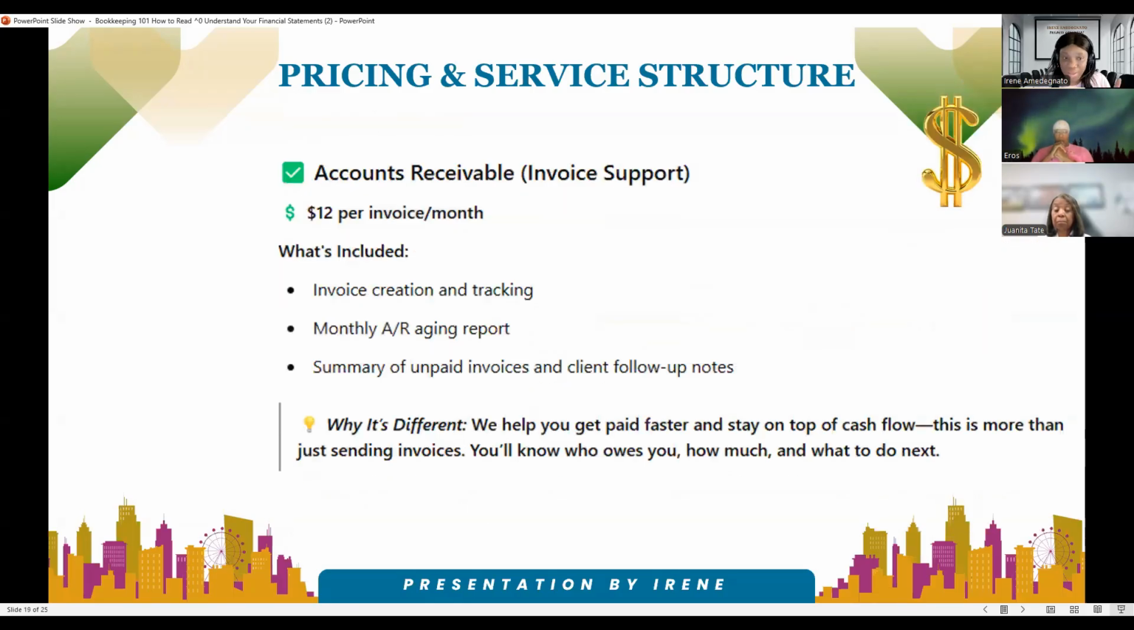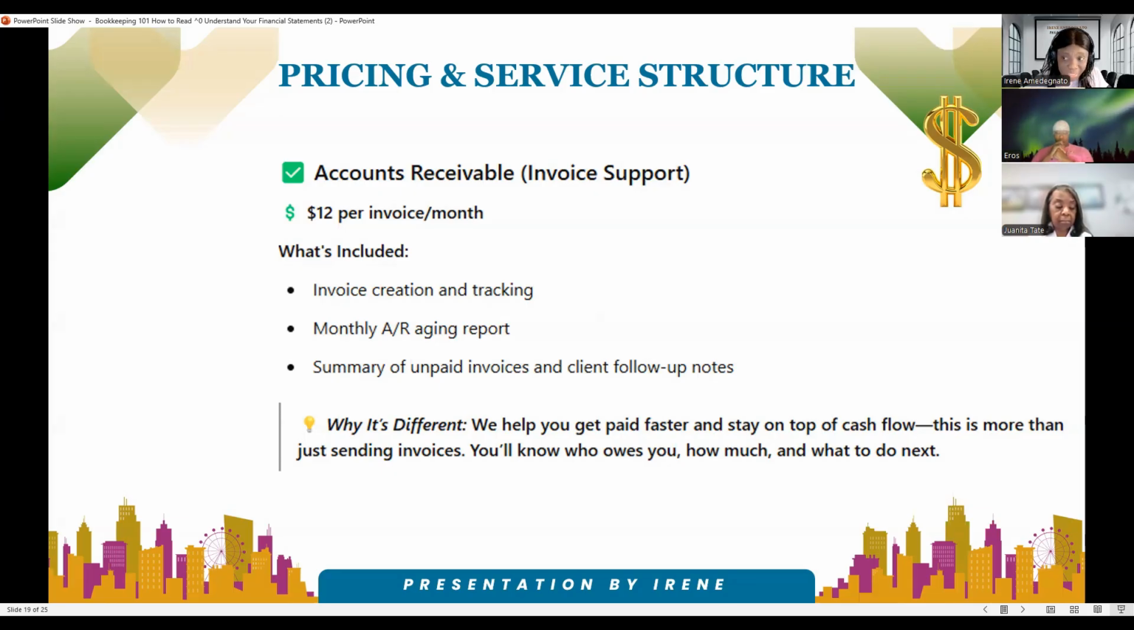And when it comes to accounts receivable, like I said earlier, cash management is $12 per invoice and per month. What is included: I will create your invoice and track the invoice with your customer. And then at the end of the month, I'm going to run the accounts receivable aging report, which gives you a summary of the unpaid invoices and client follow-up. I can help you with that.